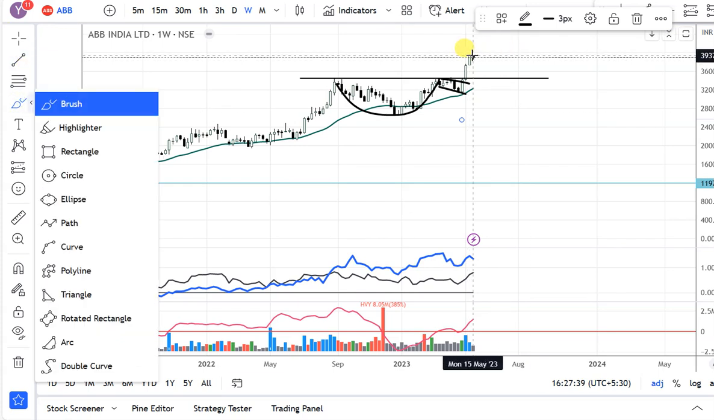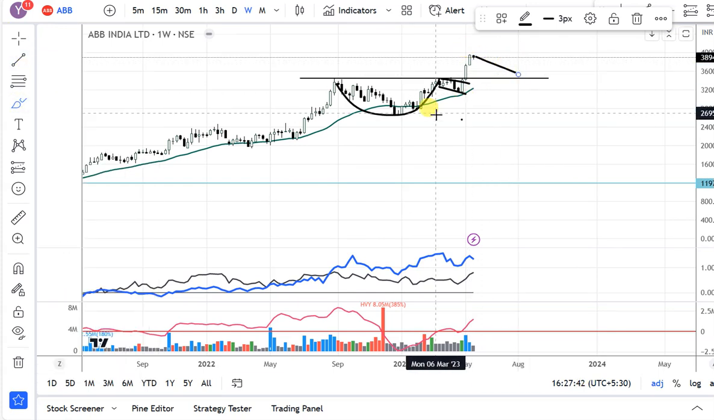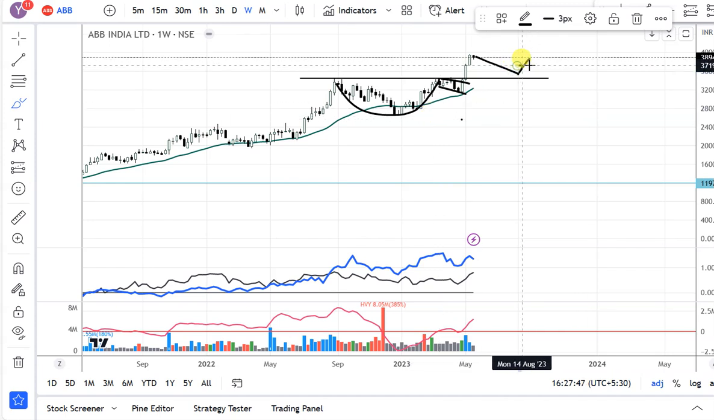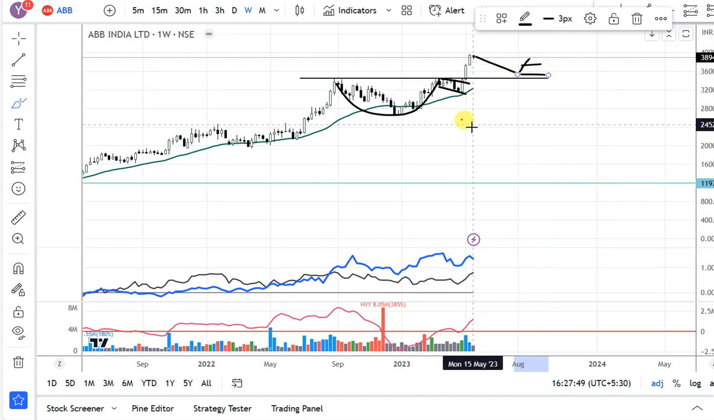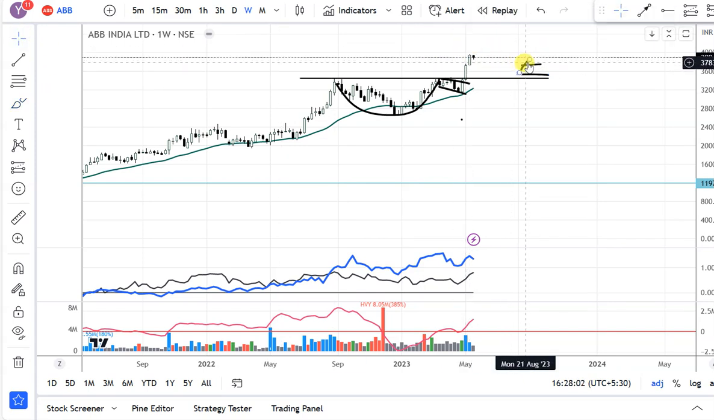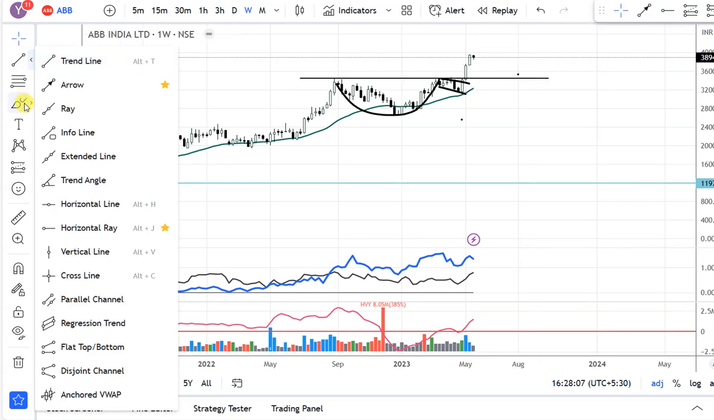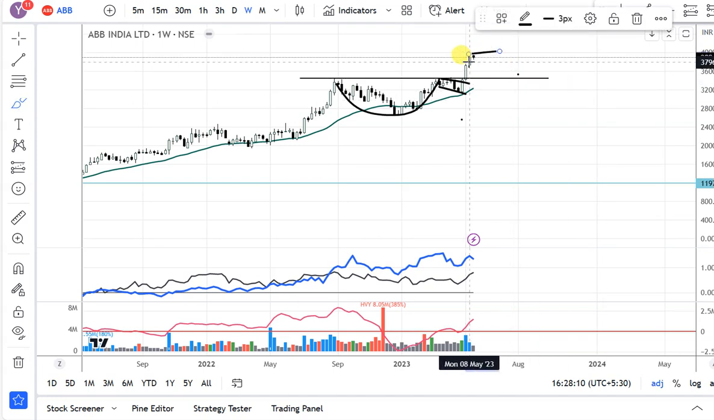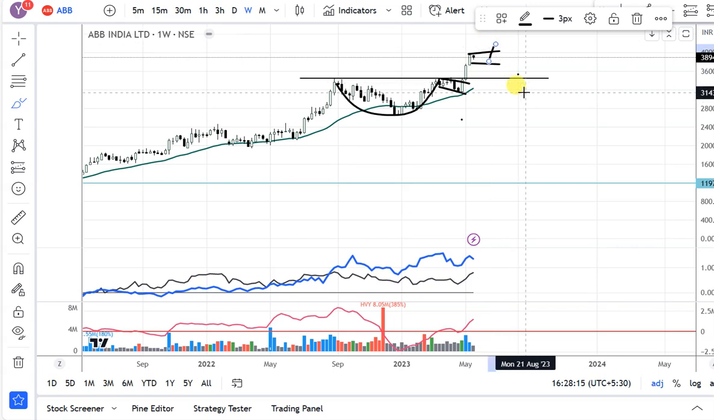What are we going to do? We are still going to wait for it to retest, and when it goes back, we are going to buy somewhere here. So we will wait for the stock to come and retest 3,600. Or maybe, if not, we will wait for the stock to become flat and then give a breakout. So what happens is that this trend is confirmed.